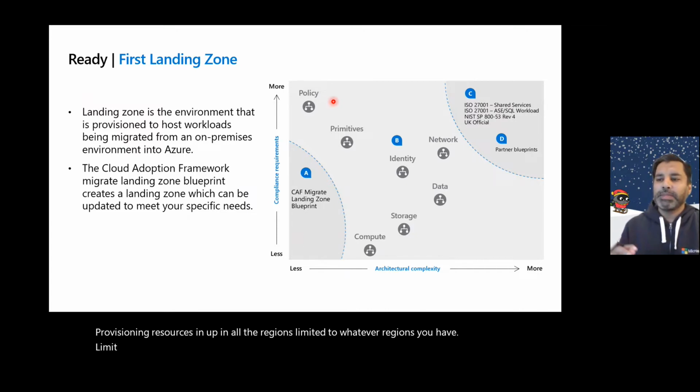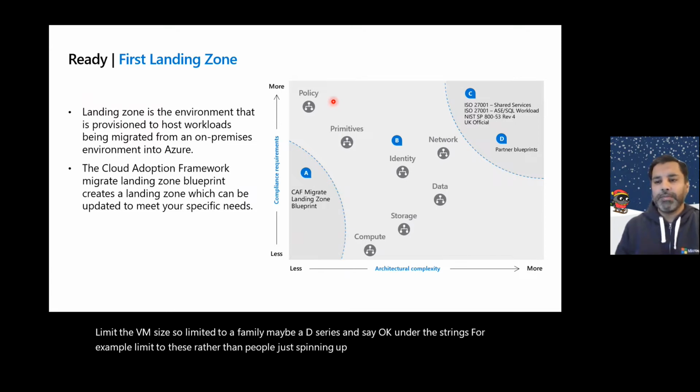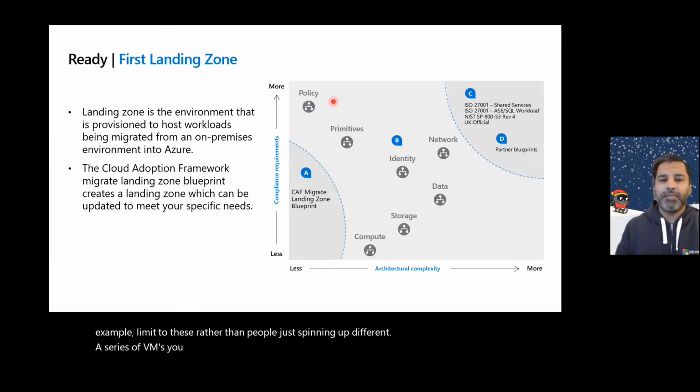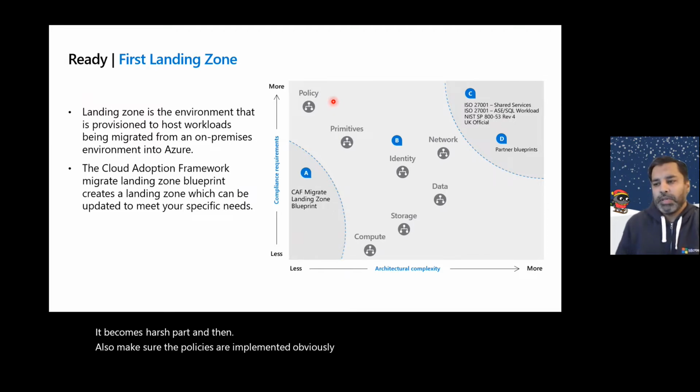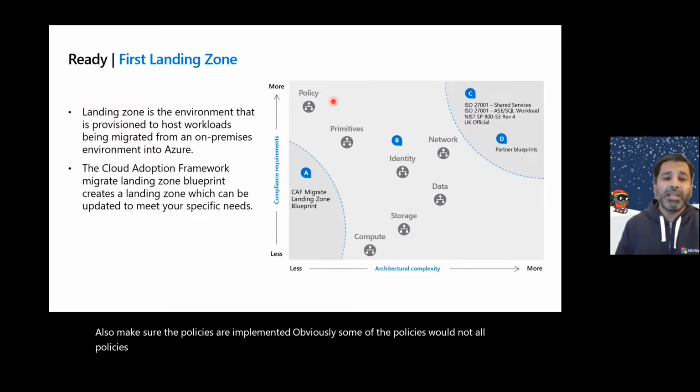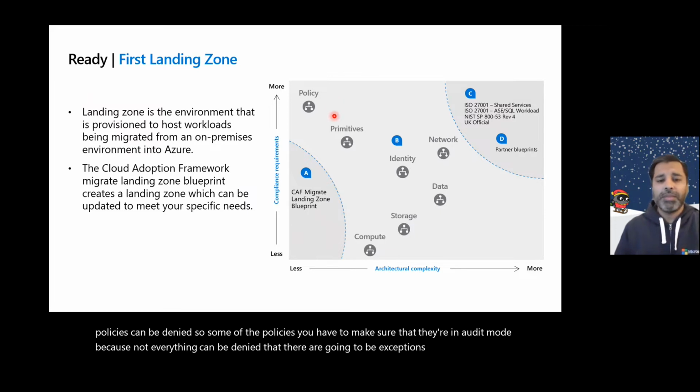Limit the VM size, so limit it to a family, maybe the D series, and say, okay, under the D series, limit to these, rather than people just spinning up different series of VMs, D, F, what have you, and then it becomes a hodgepodge. And then also make sure the policies are implemented. Obviously, not all policies can be set to deny. Some of the policies you have to make sure are in audit mode, because not everything can be denied, and there are going to be exceptions as well, depending on the environment.